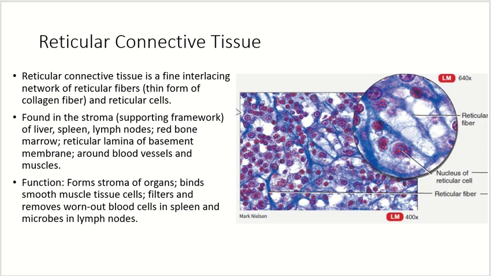The reticular connective tissue is going to be found in the stroma, or the supporting framework, of the spleen, the liver, and the lymph nodes. This is going to be really handy as far as filtration. It's also going to help to bind smooth muscle tissue together. And like we mentioned, it's going to be fantastic at filtering and removing worn out red blood cells in the spleen, as well as any microbes in the lymph nodes. So excellent filtration.